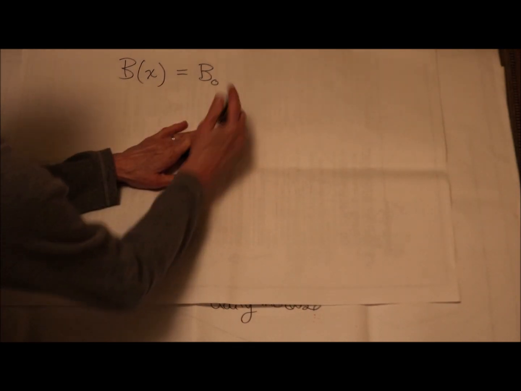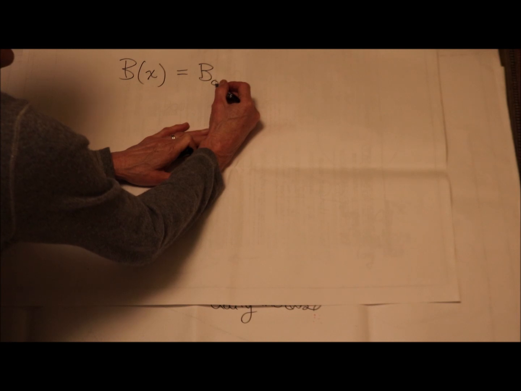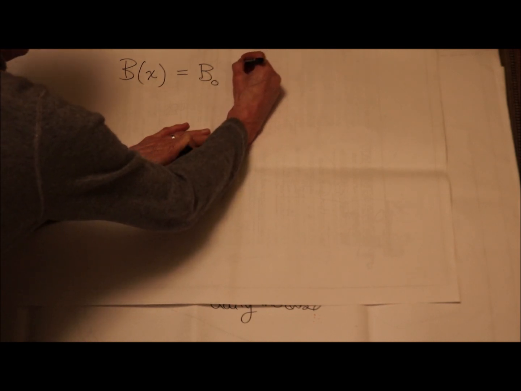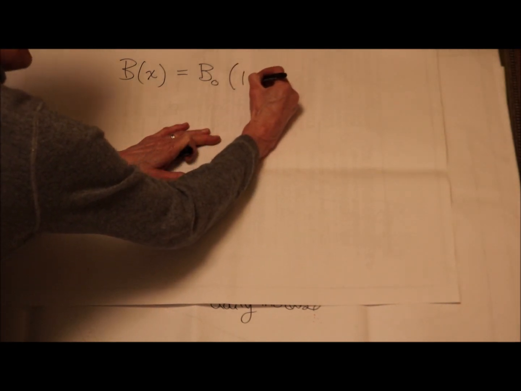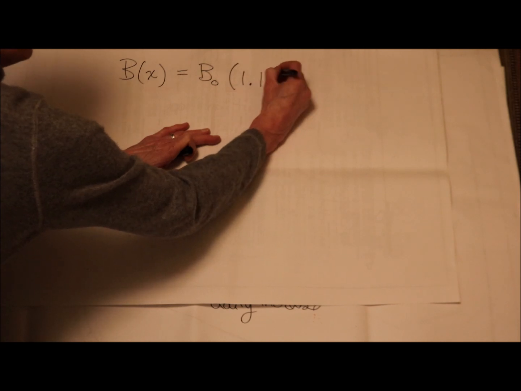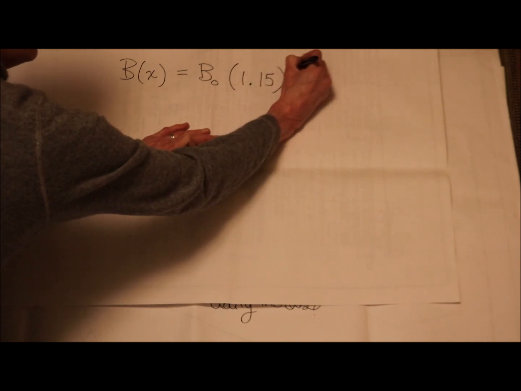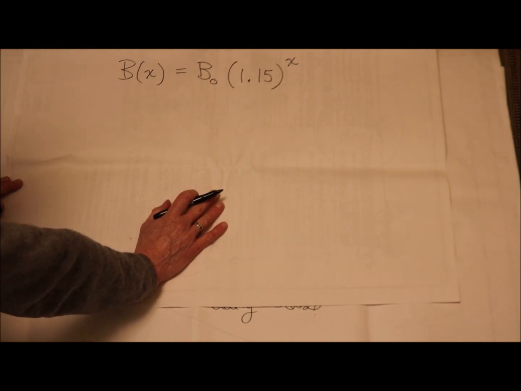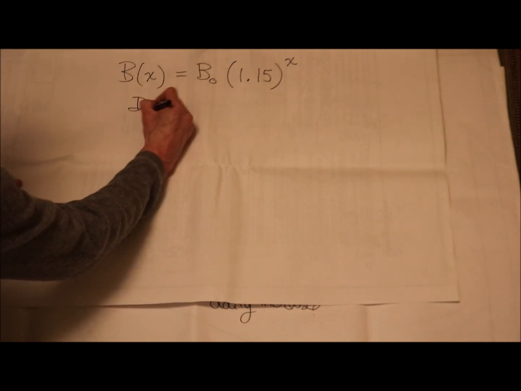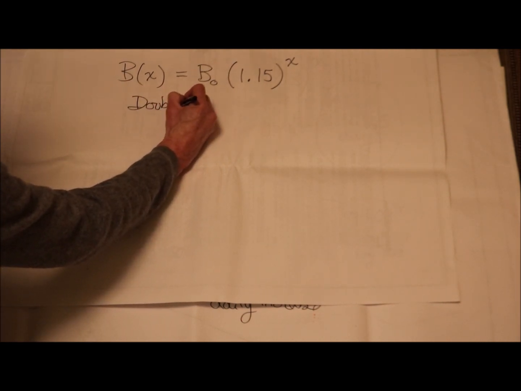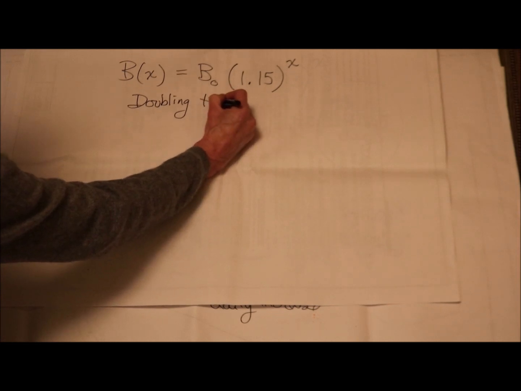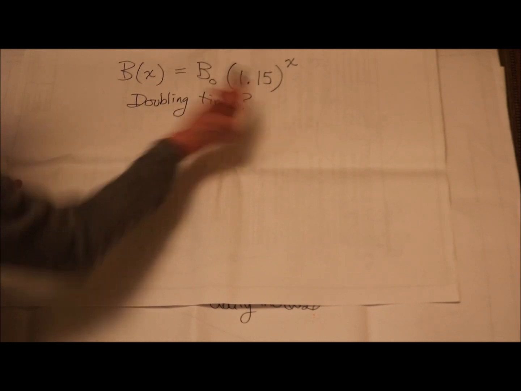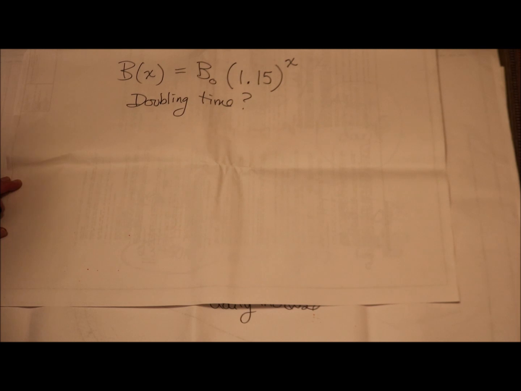What if I said that I have bacteria again, but I don't know the starting population, and let's say the bacteria is growing by 15% each day. Okay, we'll just stick with days. Pause the video, see if you can, again, find the doubling time. How long would it take for this bacteria population to double?